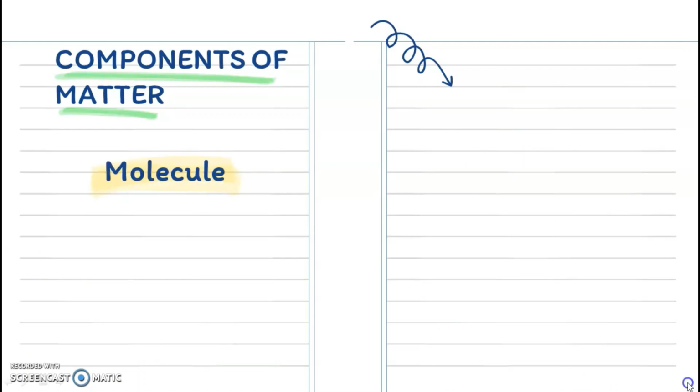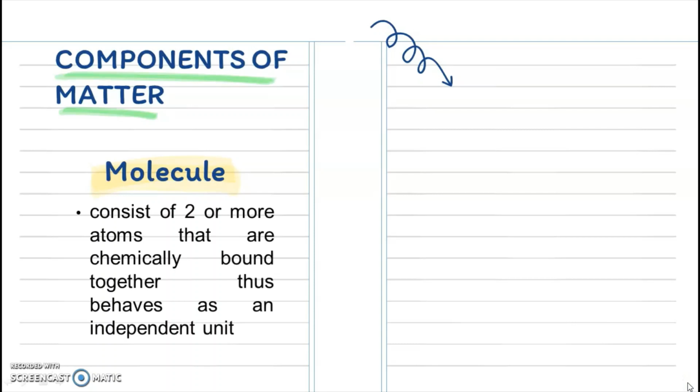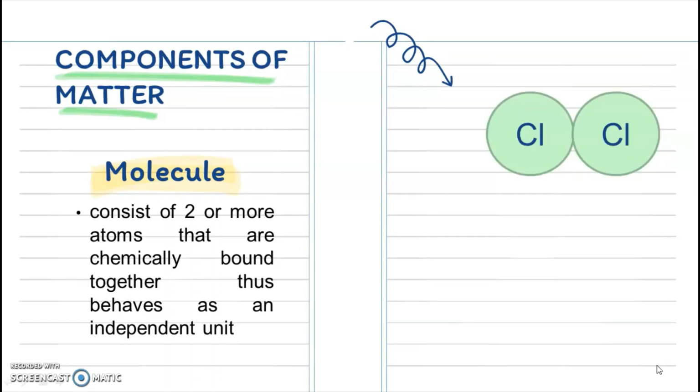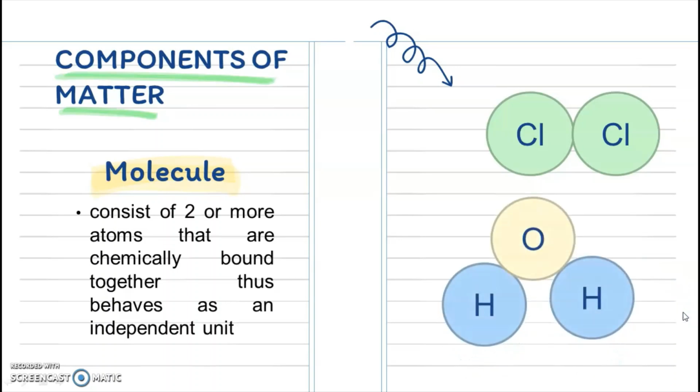Another is molecule, which consists of two or more atoms that are chemically bound together, thus behaves as an independent unit. An example is chlorine. Dalawang atoms sila and are bound together, thus behave as an independent unit. Another is water. So, meron tayong dalawang hydrogen and isang oxygen that are bound together and they form water molecule.